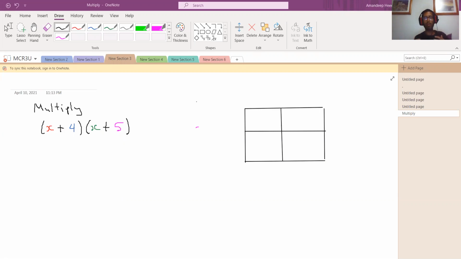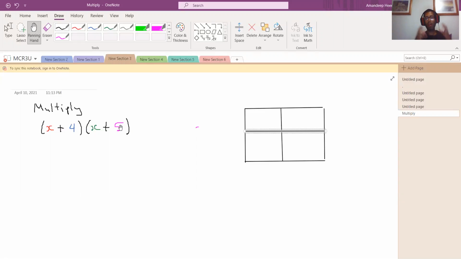Now, what is a binomial? A binomial is just a polynomial with two terms. So, for example, if you look at this one, you've got an x and 4. This is an example of a polynomial with two terms, x and 4, so this is an example binomial. Likewise, x plus 5 is another binomial.